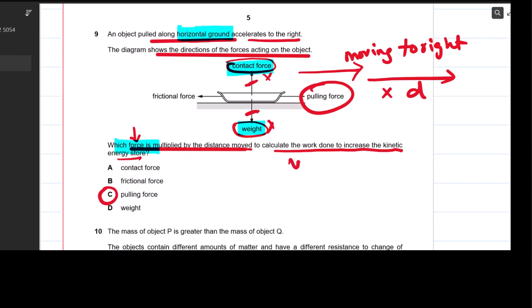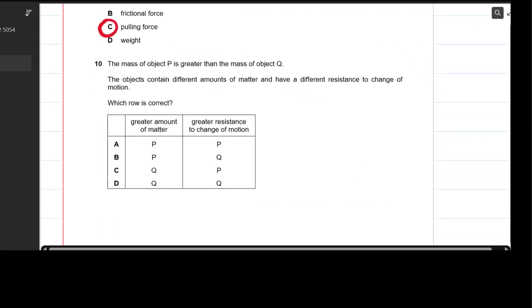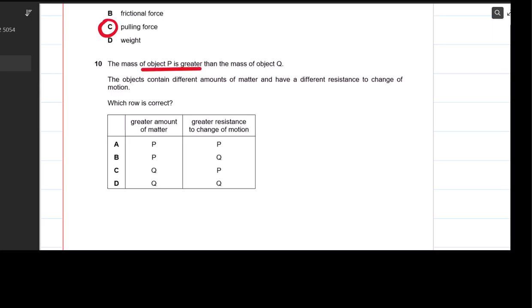Because work is equal to force multiplied by distance. Question number 10. The mass of object P is greater than the mass of object Q.